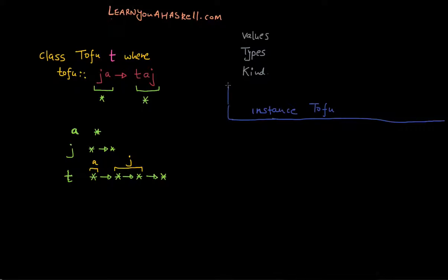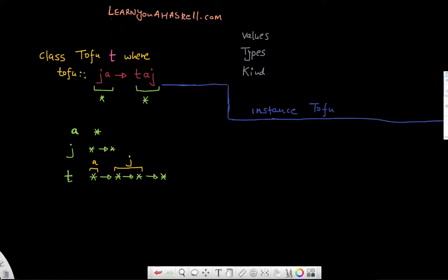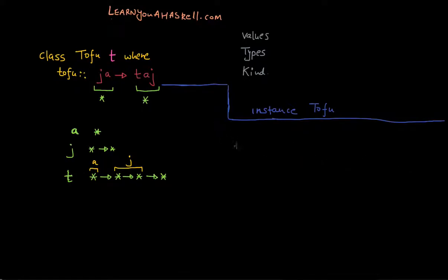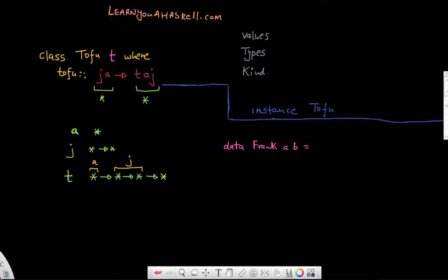Okay, so this is what we did in the last video, all of this over here. And let's just create a new type here. In this case, I have a type and I'm going to create a new type, so I'm going to use my keyword data. And this type over here is data, and my type constructor Frank a b equals to, and my value constructors.